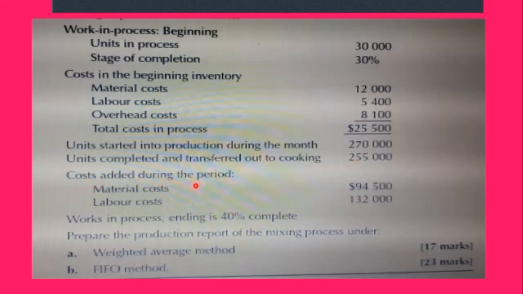and the costs added during the period is material costs of 94,500, and the labor cost is 132,000. The work in process ending is 40%. Now, it does not tell us how many physical units are in the work in process here. And we want to look at the weighted average method and the FIFO method.